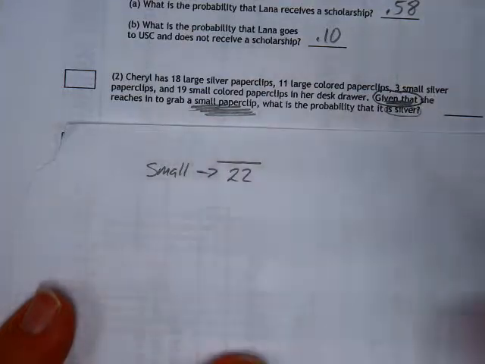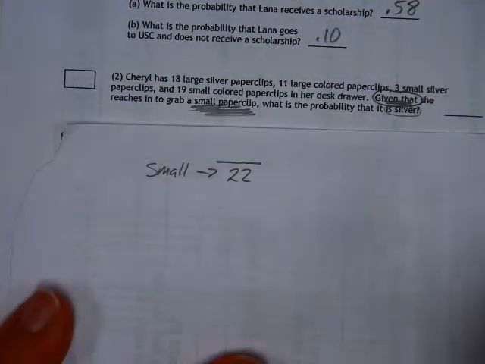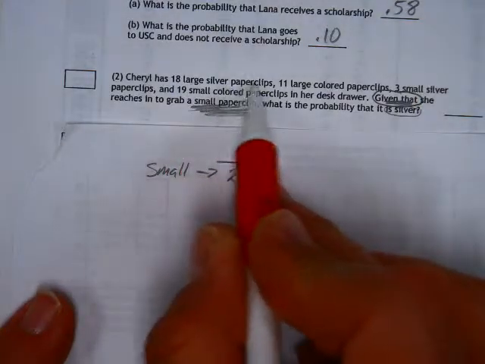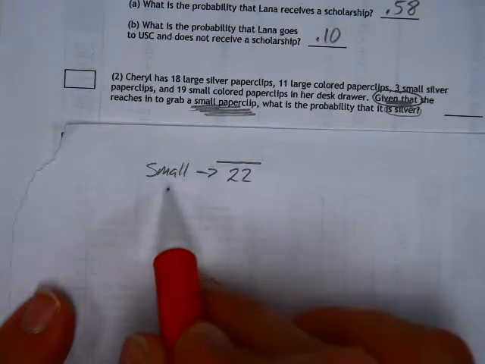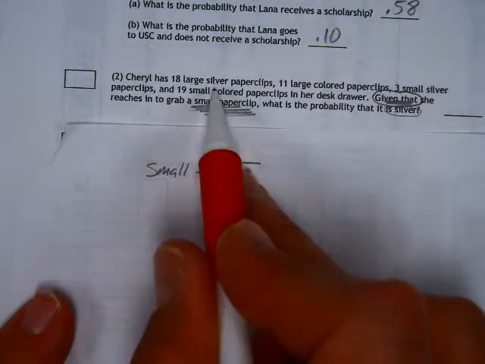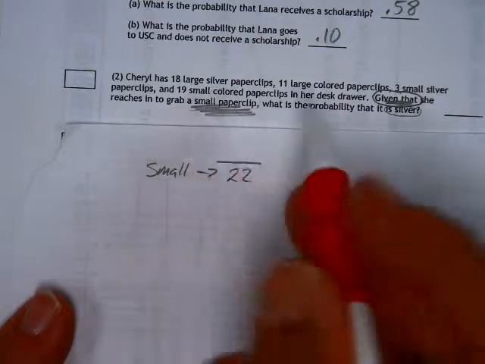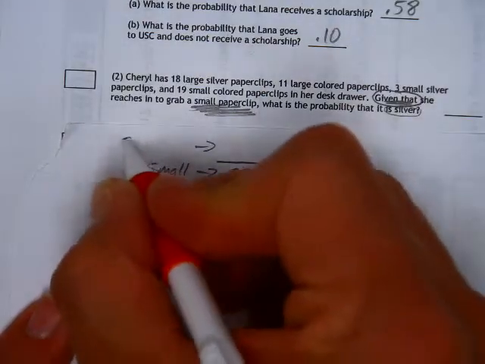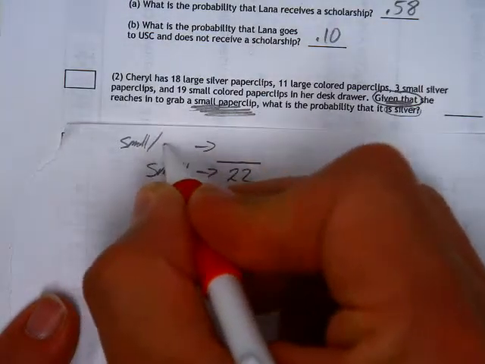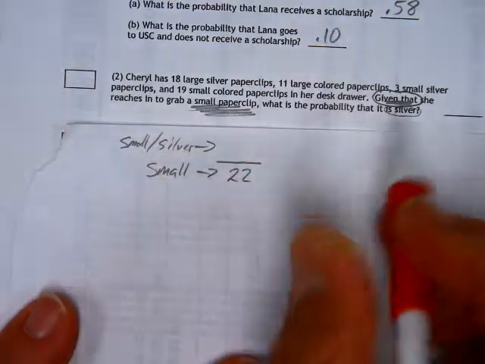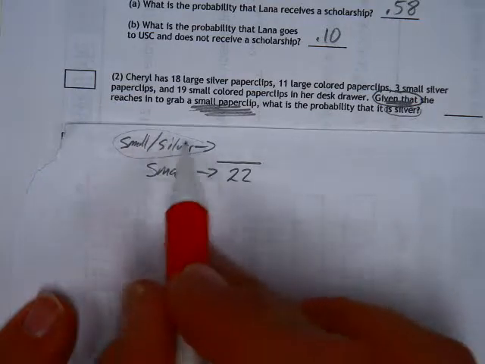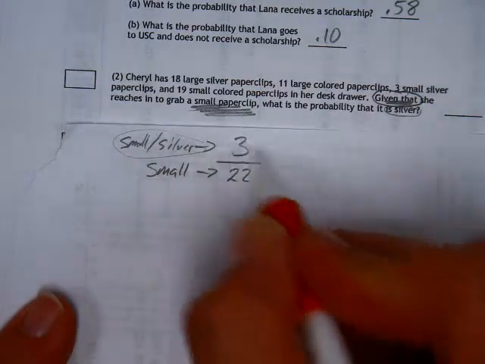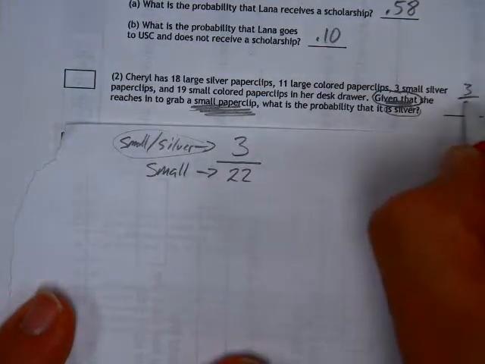Now we can go through, and if we're not paying attention, we might just count up all the silver ones. But we don't want all the silver ones, because it says there's 18 large silver paper clips, but why would I include 18 when I only want the small ones, or when I know I've got a small one? So even though these are silver, that's not what I'm doing. The numerator is going to be not only small, but also silver. So if we know it's a small one, what's the probability it's silver? Look at all the small silver ones. There's only 3 of those, and that doesn't reduce, and that's basically your answer.